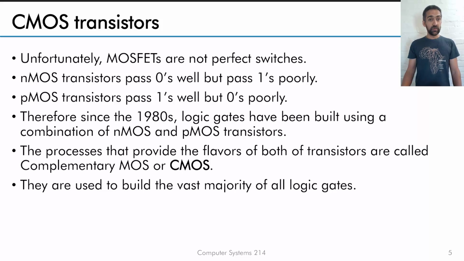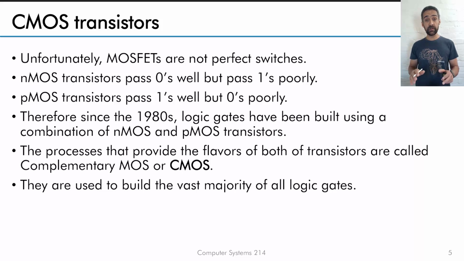In terms of what they do well, nMOS transistors pass 0 well, and they don't do well at passing 1s. You should understand why from the relative explanation. And then pMOS transistors pass 1 well because it's all relative to that one, but they do 0s poorly. So therefore, we've been using a combination of the two to build logic gates, a combination of nMOS and pMOS transistors. And when you throw these things together, we talk about complementary MOSFET technology.